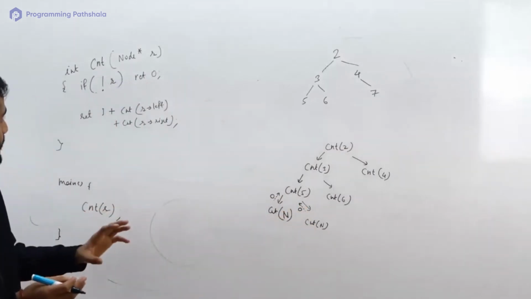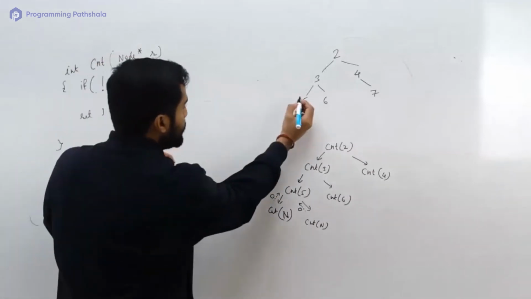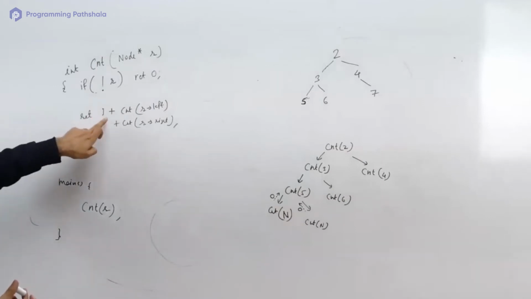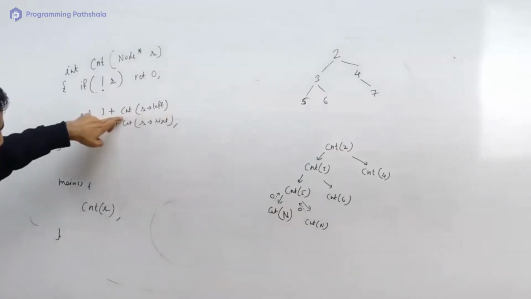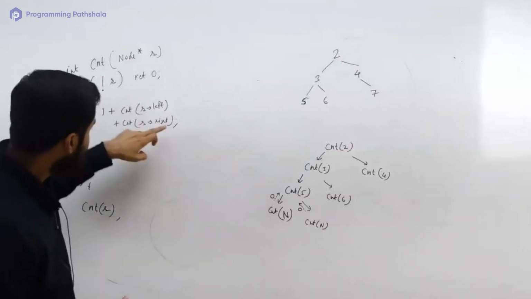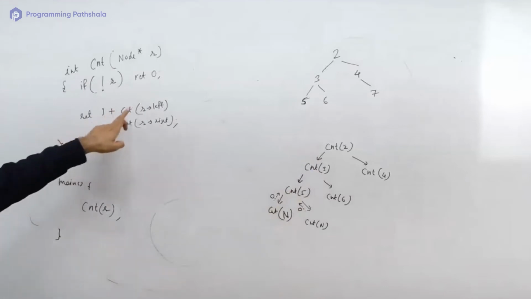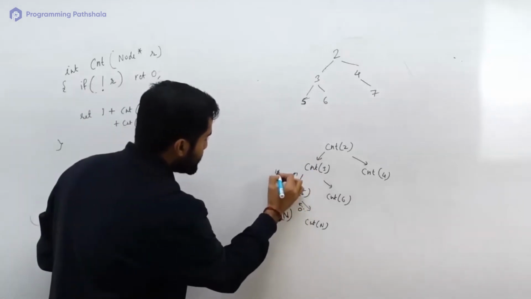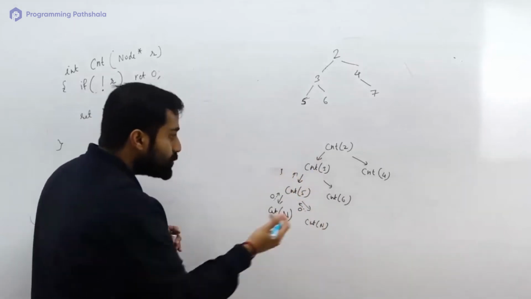Now, think when count of 5 was called, then you had returned 1 plus this thing plus that thing. Now this thing is 0. That thing is also 0. So count of 5 will return 1 plus 0 plus 0, which is 1. And it makes sense to return 1.